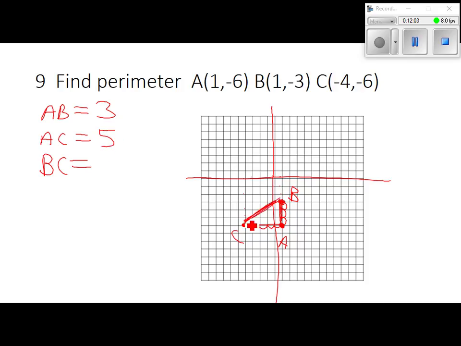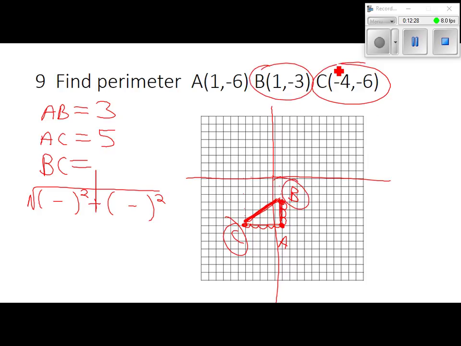BC is a little more difficult. We can't just count on it because it goes diagonal. So what we have to use is the distance formula. Distance formula is the big square root. It starts out looking like this every time. And we need the coordinates of the 2 points that are the endpoints of the segment we're trying to find the length of, which are B and C. If I look back up here, those are the coordinates of B, those are the coordinates of C. That's our X, Y, X, and Y. And we're just going to plug those in, the X's right here, the Y's right there.